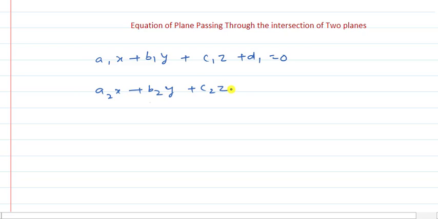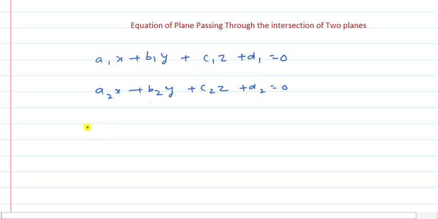To find this formula, let me write the equations of two planes. Let us suppose one plane is a1x plus b1y plus c1z plus d1 is equal to 0, and another plane is a2x plus b2y plus c2z plus d2 is equal to 0. So these are the two given planes we have, and we need to find the equation of the plane which passes through the intersection of these two planes.